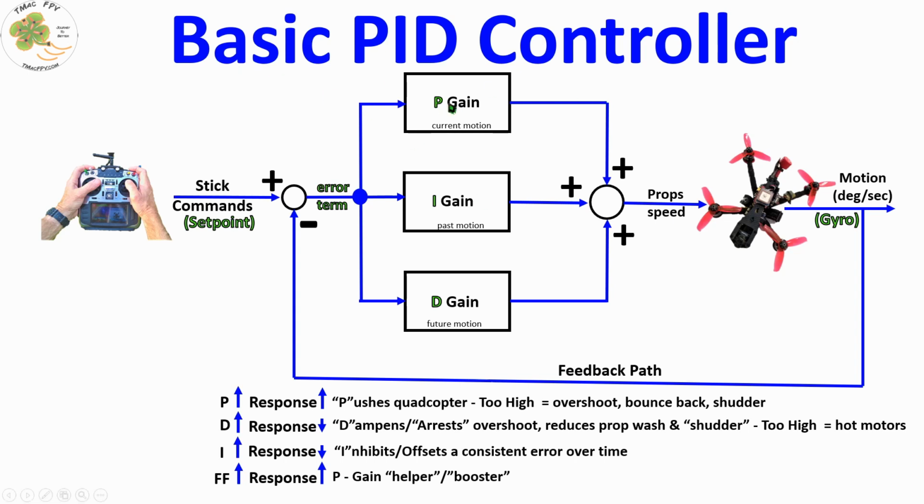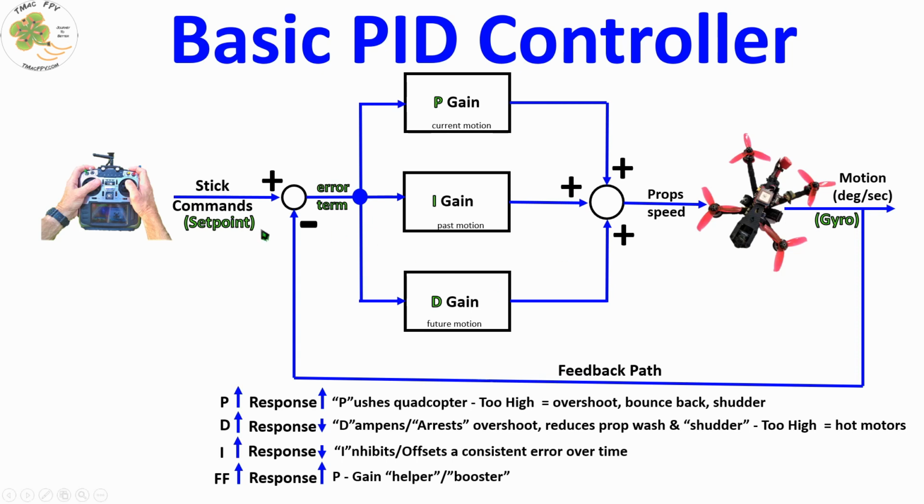Well, this is a basic PID controller diagram. We're over here with our transmitter moving our sticks to command our quadcopter over here to fly in a certain way. In Blackbox, our stick commands are known as set point, and our quadcopter's flight motion is described by its gyro on the 3 axes of roll, pitch, and yaw in terms of degrees per second. In reality, our quadcopter doesn't fly exactly perfectly how we command it to. Its actual motion is different.